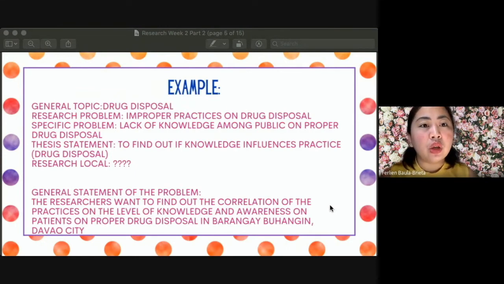Now you'll try to formulate your thesis statement, where you want to check the influence of knowledge towards practice of drug disposal. From those 75 articles, maybe you will be down to 50. Now you are going to look for a research locale where the problem is very evident or rampant. So look at the remaining articles and identify the common locality. Is it in an urban area? Is it in a suburban area, or is it in rural areas?